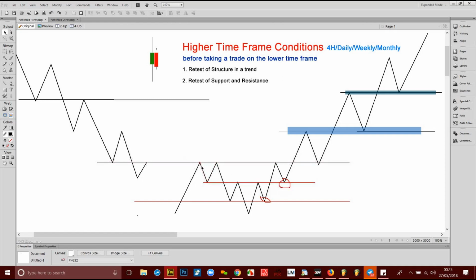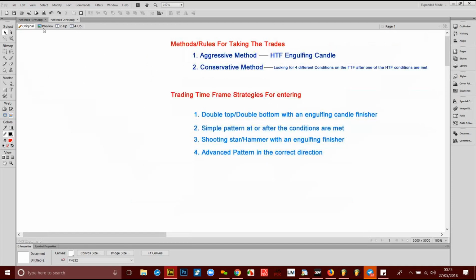Retest of resistance. This is a test here. So if it comes here, you can look for it at this point. Look for them at this point as well. Every point where the market comes back to a zone or retests a particular structure, particular level, particular support and resistance, look for these conditions to be met, then you can trade it.